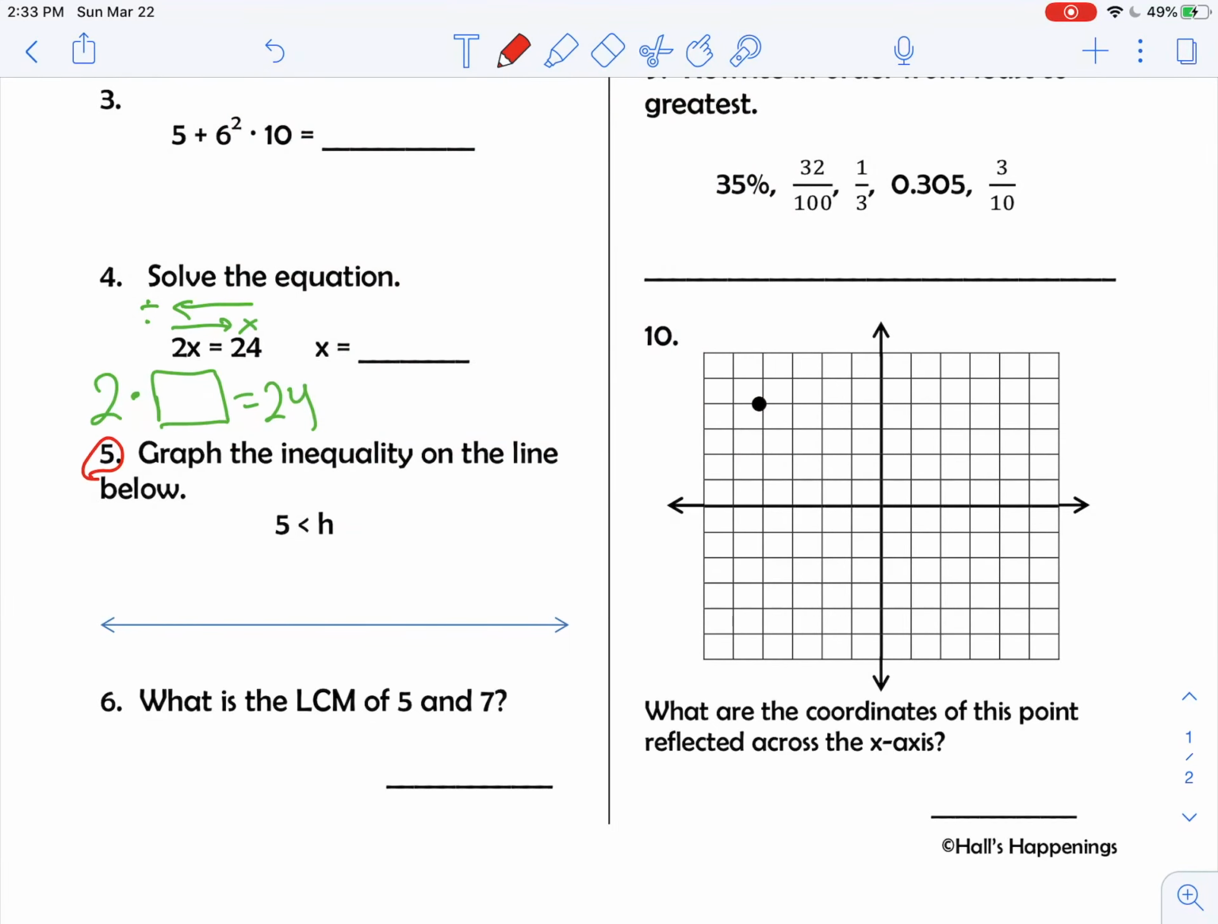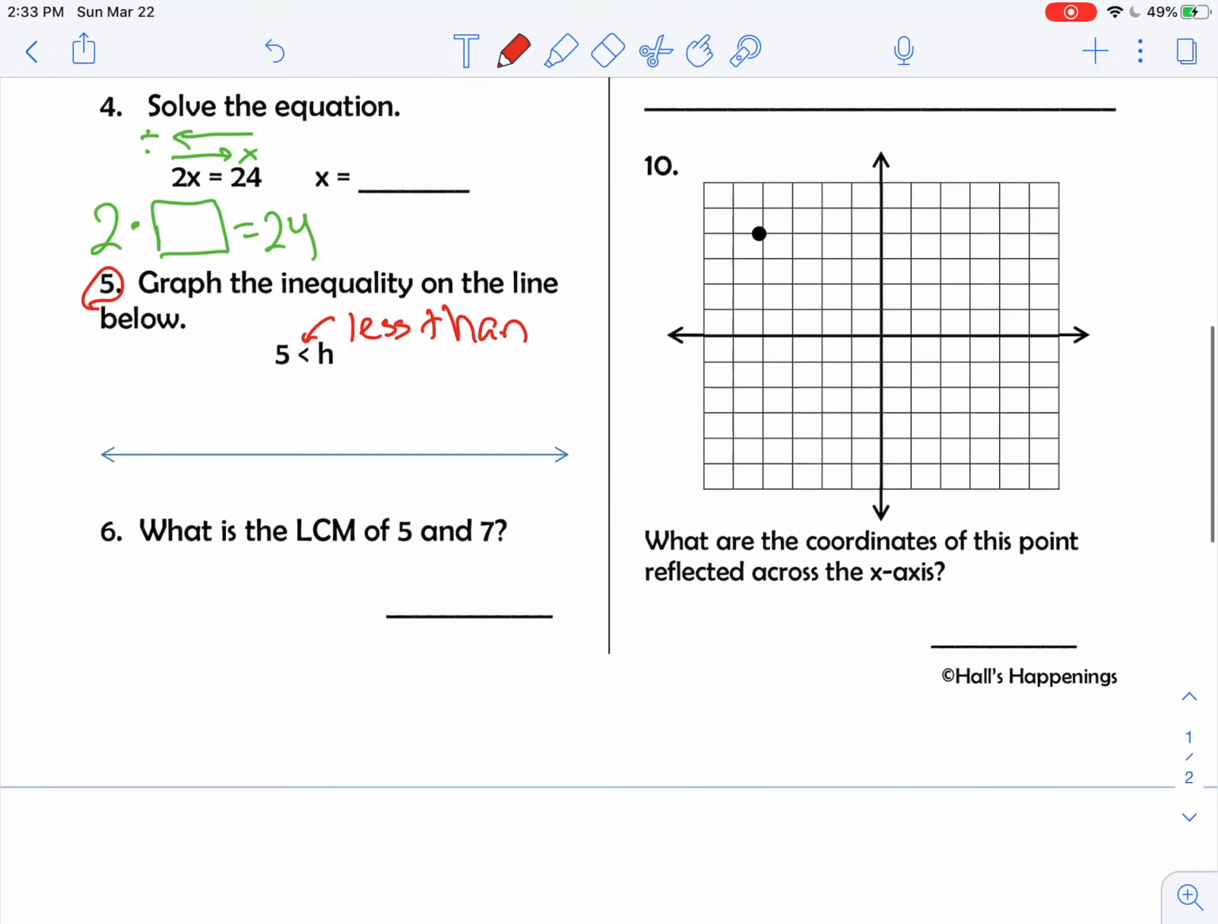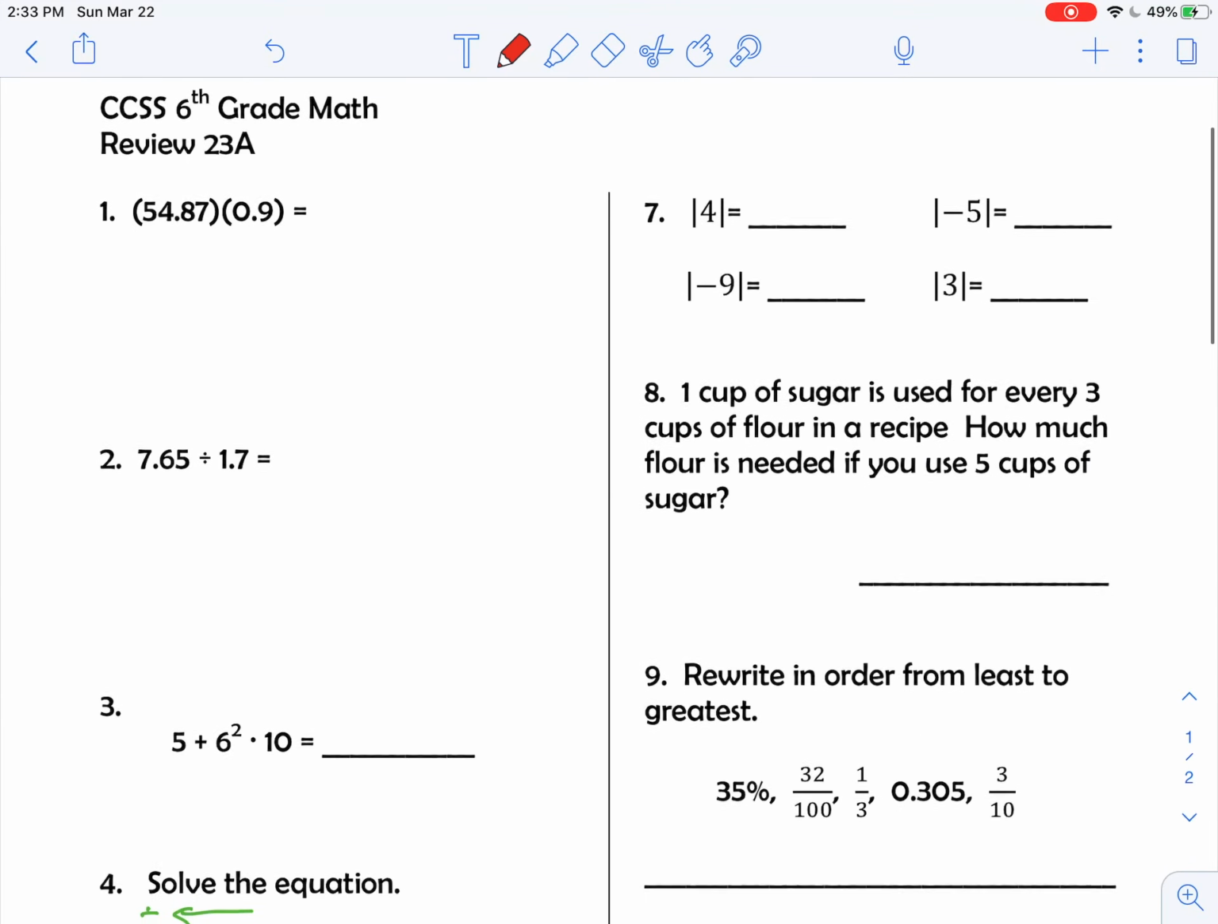And then number 5 is one that's new. What this is, you're going to graph on that number line. H is all the points that you're going to graph, and the 8 and 5 has to be less than everything that you graph. This right here means less than. So we'll talk about that tomorrow for sure when we go over this.